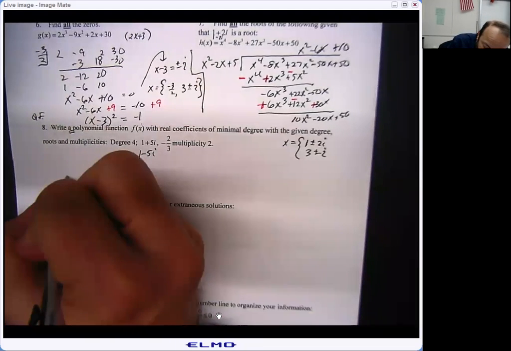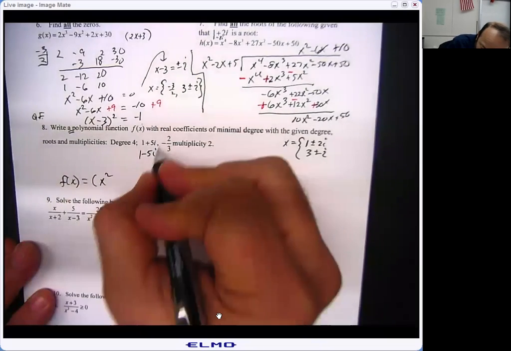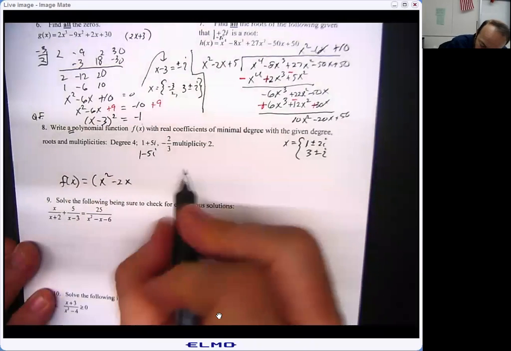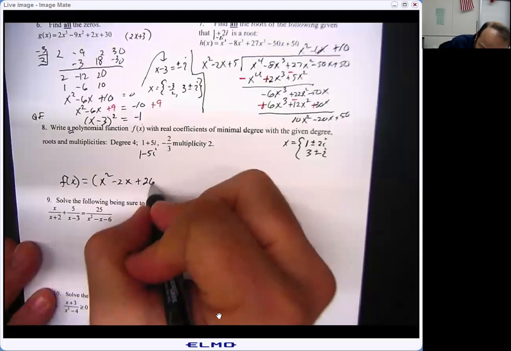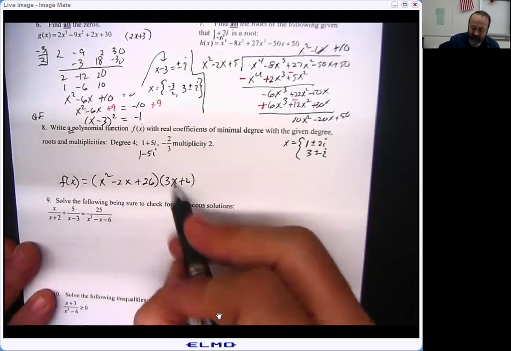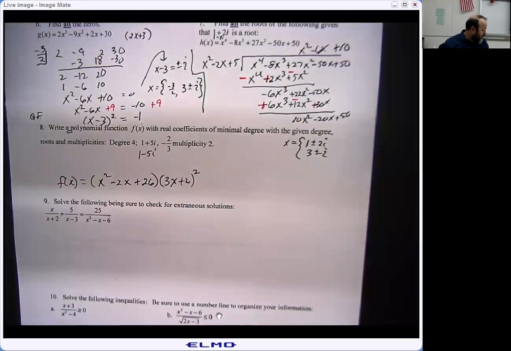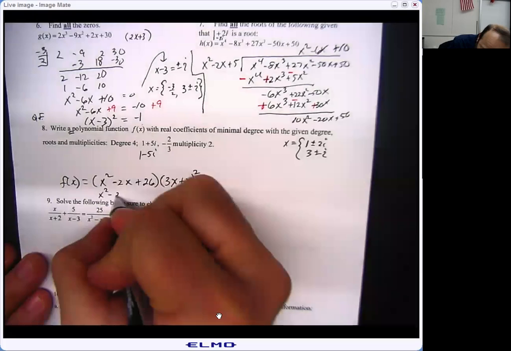And so my function is going to be x squared. Now keep in mind, if I add those, I get 2, so I write minus 2x. I square the 1 and the 5, and that gives me 1 and 25 is 26. And then, of course, 3x plus 2 is the factor that jives with that root, and it is going to be squared. Now, as it turns out, we can do some work and distribute that.